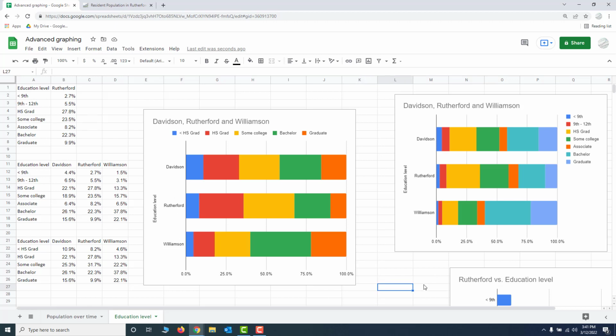All right, so I hope you've enjoyed looking at these different graphic formats, and you've got a lesson waiting for you that will require you to produce some of these. And good luck with that.